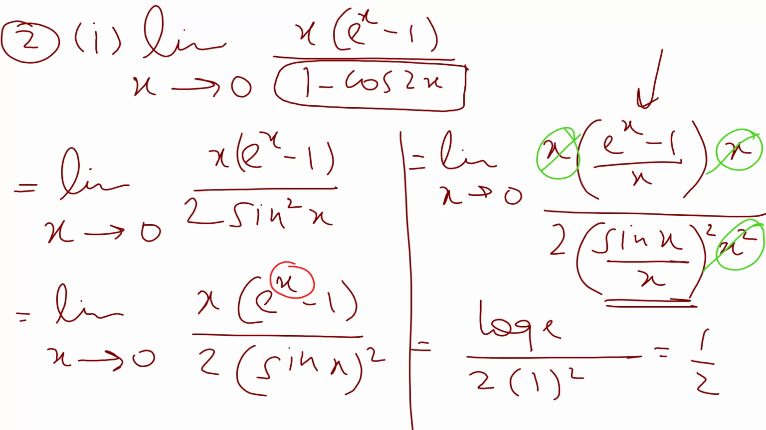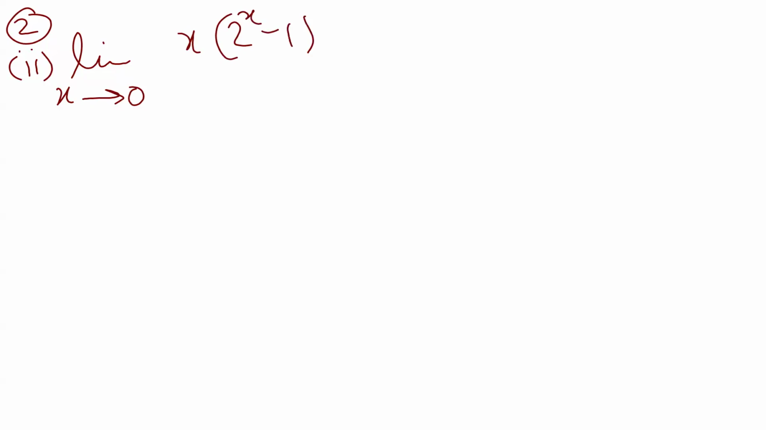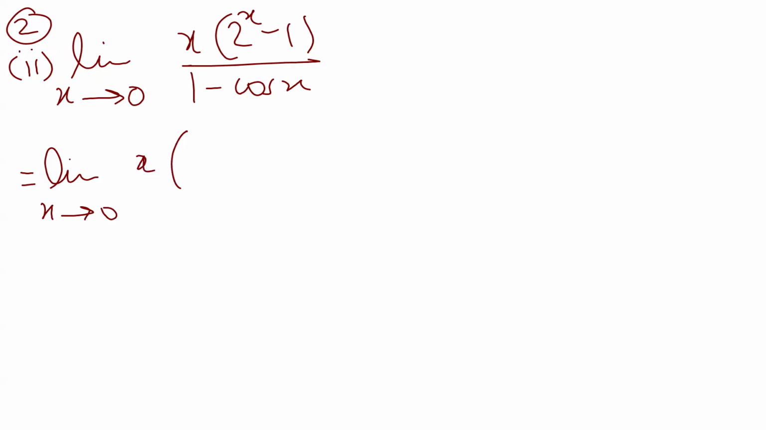Next question. Question number 2, sub question 2. Should I go ahead? Yes, sir. Limit x approaching towards 0, 1 minus cos x, x approaching towards 0. 2 sine square x by 2. x will become x by 2 due to half angle.